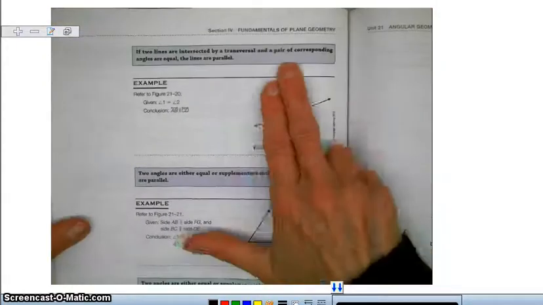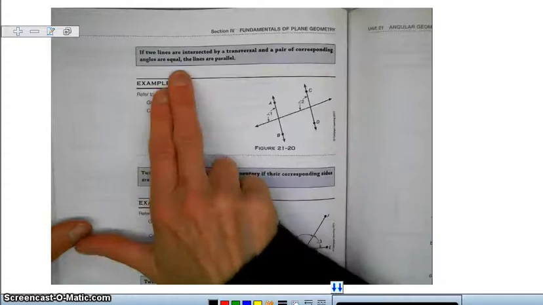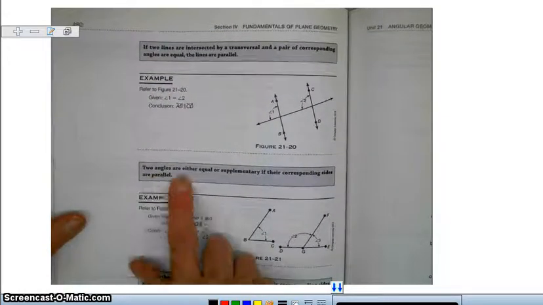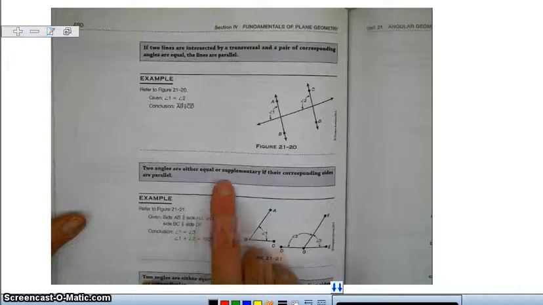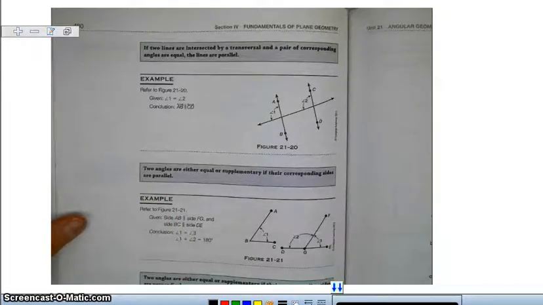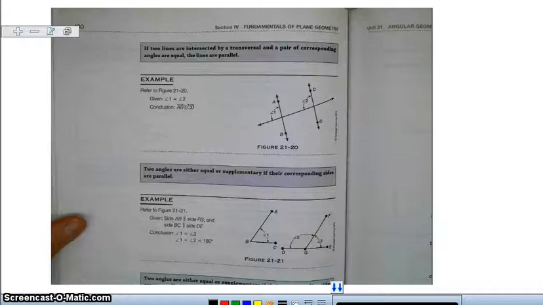Here's a few more. If two lines are intersected by a transversal, and a pair of corresponding angles are equal, the lines are parallel. Two angles are either equal or supplementary if their corresponding sides are parallel. And then two angles are either equal or supplementary if their corresponding sides are perpendicular. So we'll look at some of those when we do a few examples.